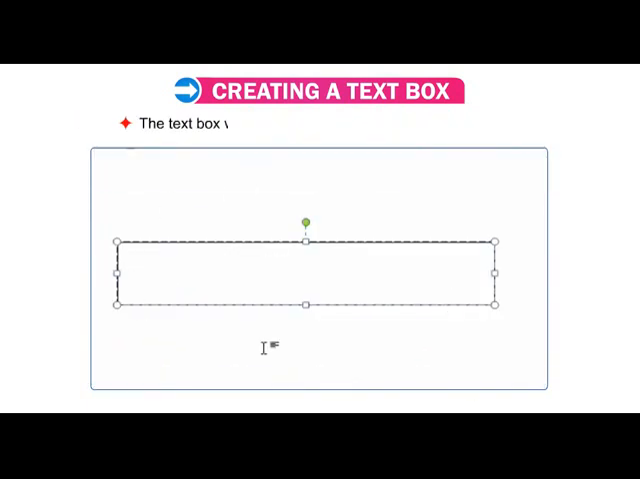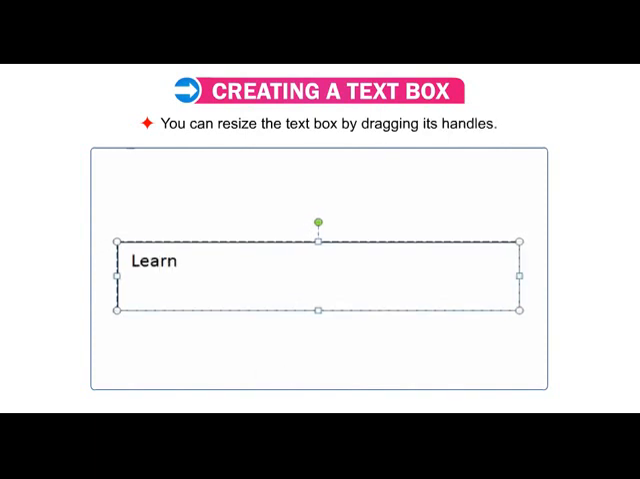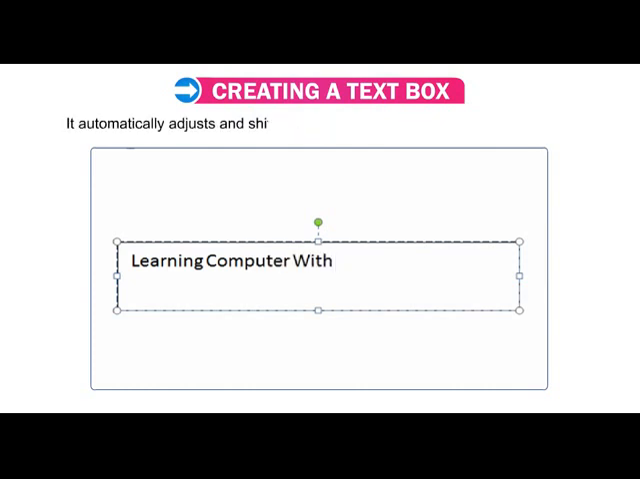The text box will be drawn with the insertion point inside it. You can resize the text box by dragging its handles. Type the text. It automatically adjusts and shifts to the next line with respect to the box area.